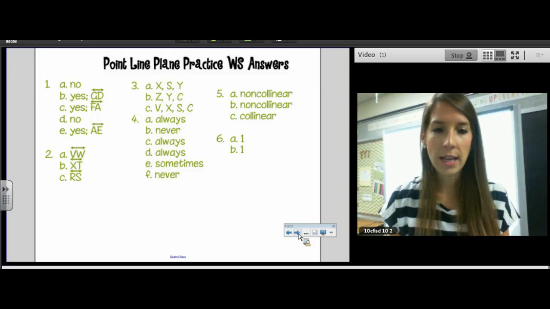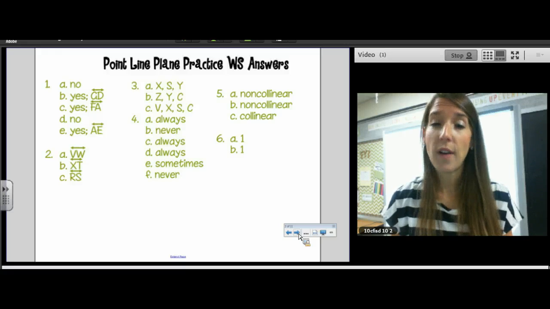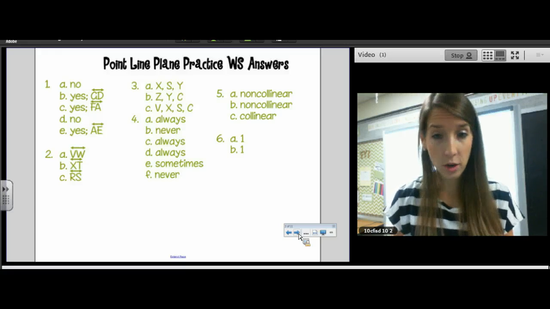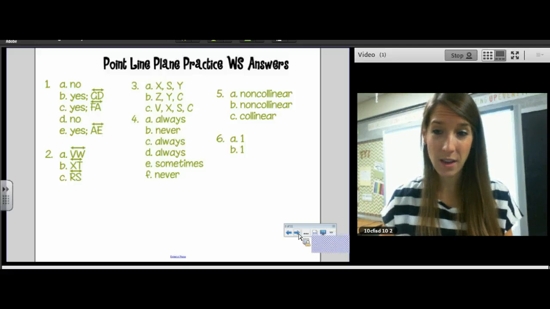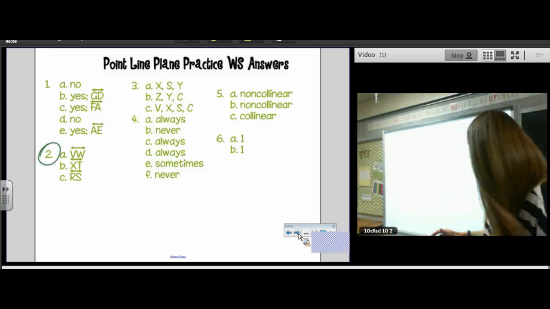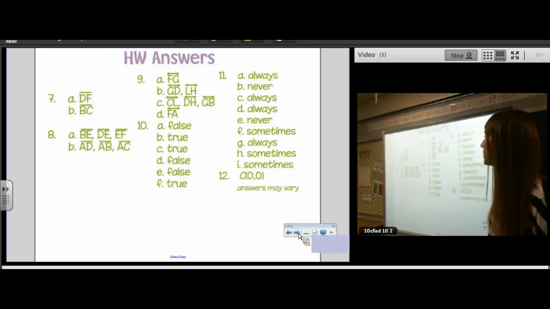Remember, you are checking your answers, and then when you find one that you got wrong, you're circling it or highlighting it, because that's what you need to study, are the ones that you get wrong. And those are the ones you need to ask me about. All right, next page of answers. 7, 8, 9, 10, 11, 12.